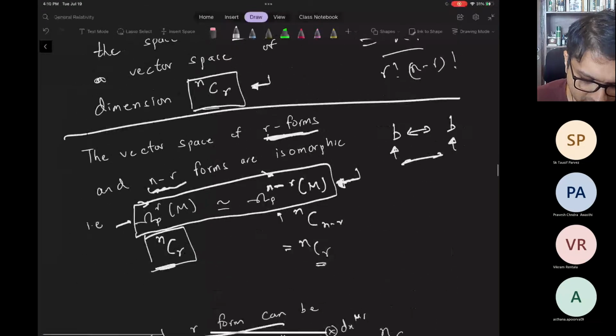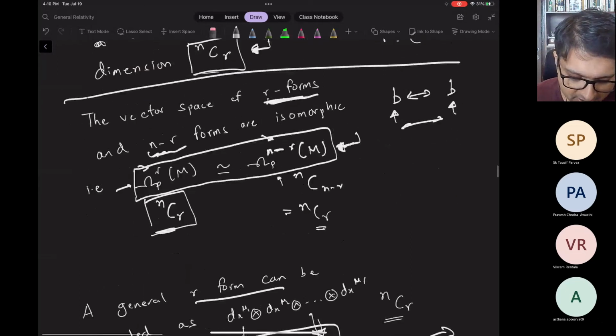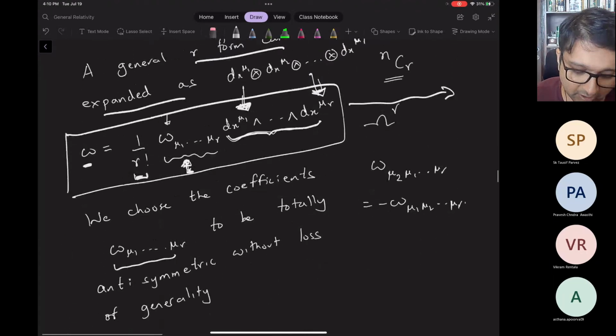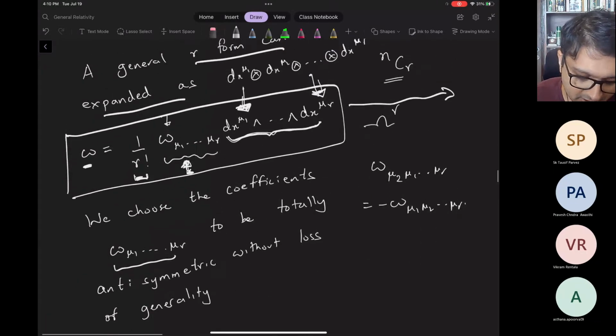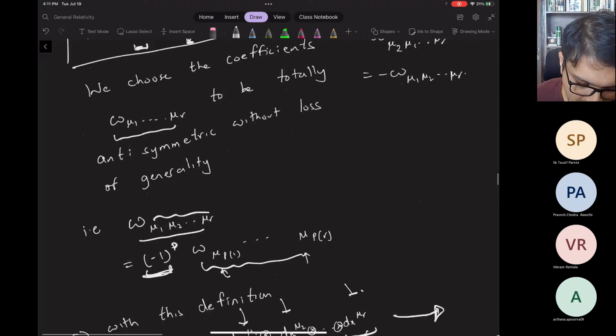Then we tried to find a basis for these, and we argued that in n dimensions, the space of R-forms is a vector space of dimension nCR. Which in particular means that R-forms and (n minus R)-forms are dual, or isomorphic, to each other. Those vector spaces are isomorphic. A general R-form can be expanded using this basis of R-forms, which is expressed using the wedge product.